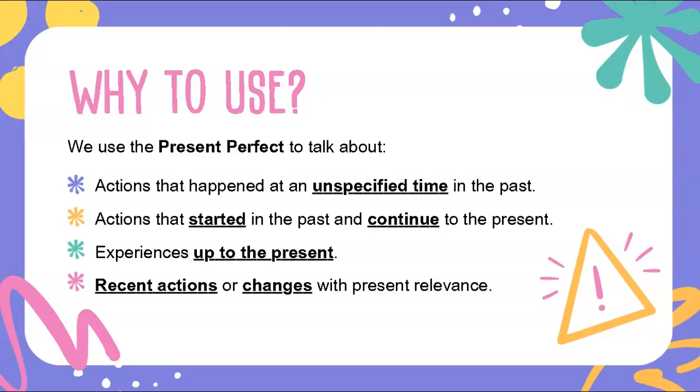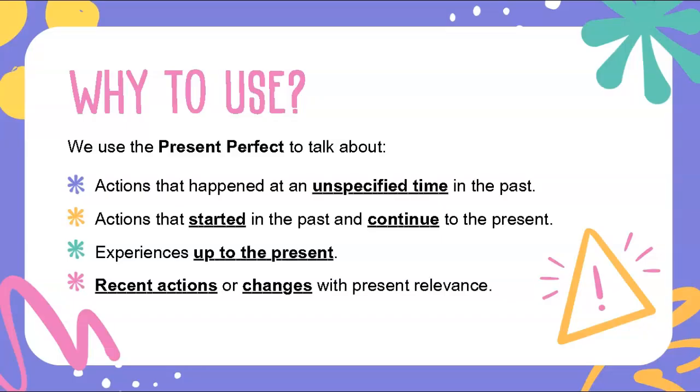There are specifically 4 usages, and so let's discuss it in detail. Firstly, we use it for the actions that happened at an unspecified time in the past. That means you know the action happened in the past, but you don't know exactly when it happened, and you don't know the exact time it occurred.